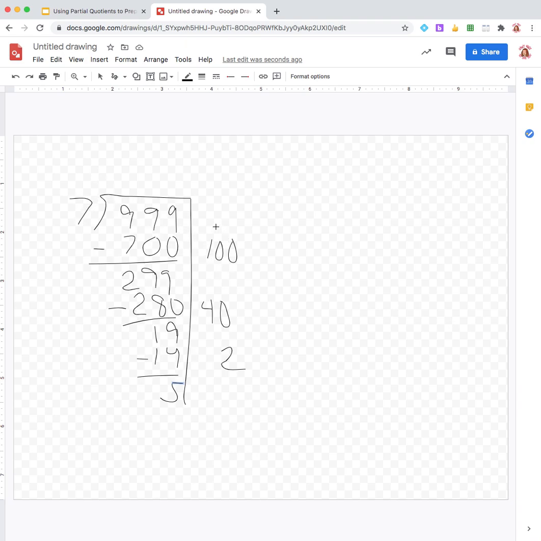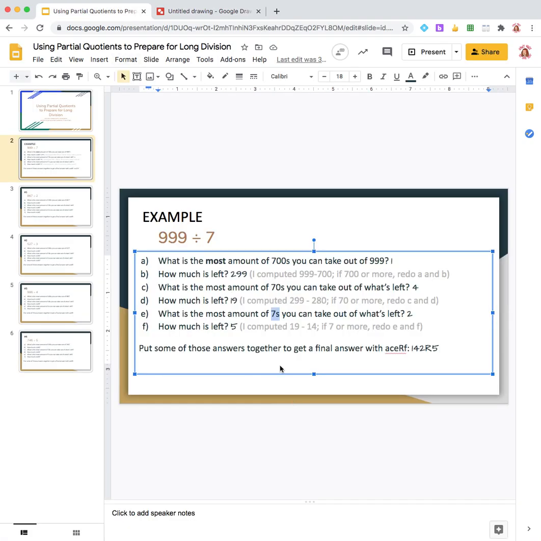And then when you were doing your partial quotients, you would add these up. So that's 142. And the remainder is that 5 that I wasn't able to get rid of. I still have 5 that I have to deal with at some point. Right now, we're just going to call it remainder. Over here, that's the how much is left, 5.